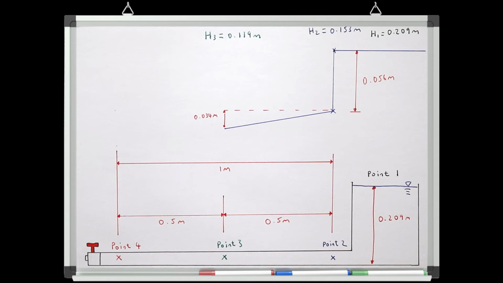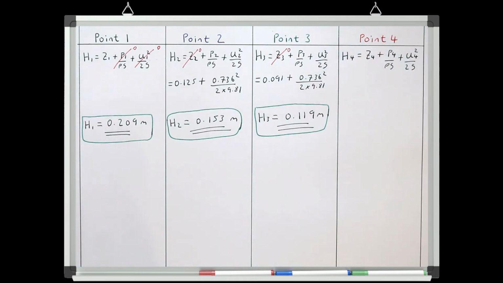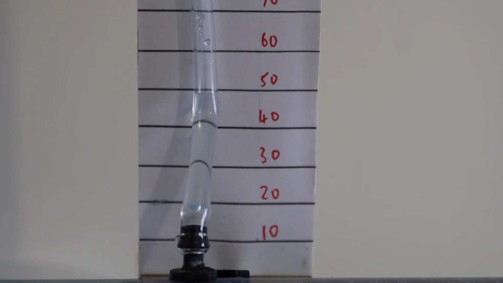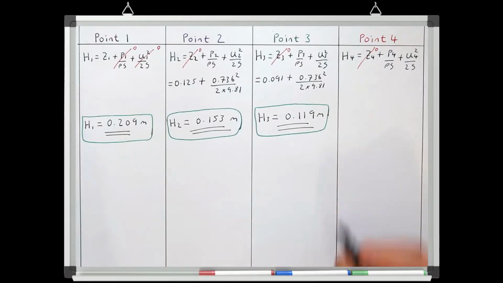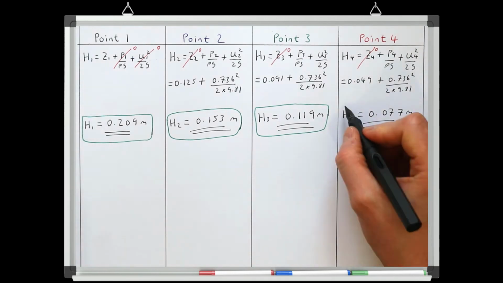Finally, if we do the same calculation at point number 4, we end up with a fairly similar result to what we found at point number 3. We can write out Bernoulli's equation, and again the elevation term will be 0 because we're at the base of the system. The velocity is the same at all points in the system, so it is 0.736 meters per second. We can read the pressure off the gauge, which is 0.049 meters. And this gives us a total pressure head at point number 4 of 0.077 meters.